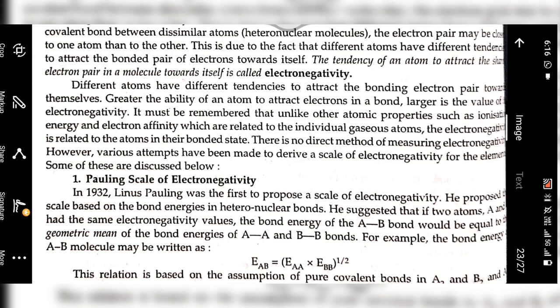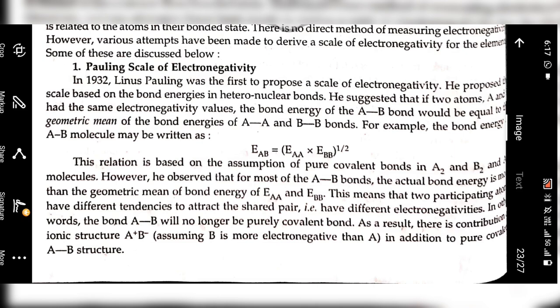In 1932, Linus Pauling was the first to propose a scale of electronegativity. He proposed the scale based on the bond energy in the heteronuclear bonds. He suggested that if two atoms A and B had the same electronegativity values, the bond energy of the AB bond would be equal to the geometric mean of the bond energies of AA and BB bonds. For example, the bond energy of the AB molecule may be written as EAB equals the square root of EAA into EBB.